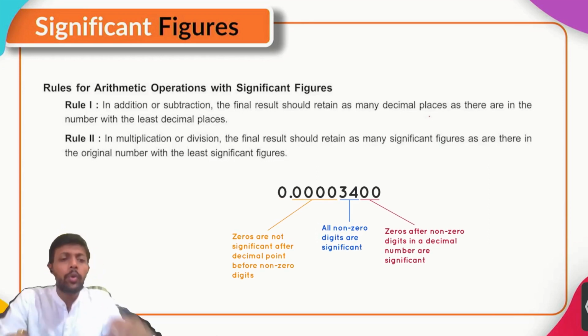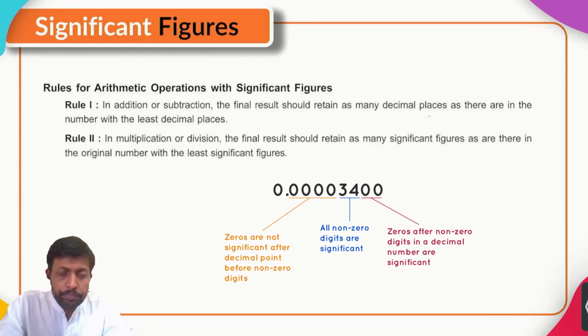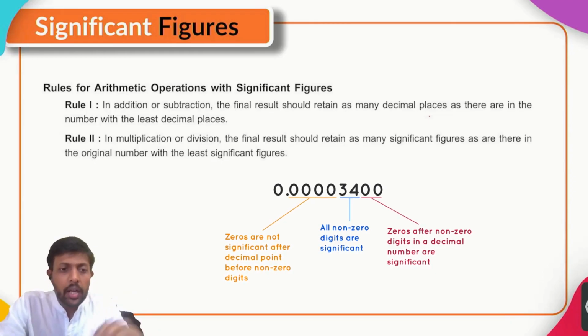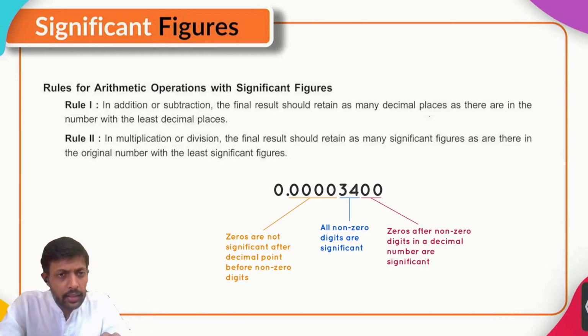So we've seen how to report the measurement using significant figures. How to report one measurement, let's say one mass, one length, we all understand. What if we have to do algebraic operations using the measurements? For example, we have to add two lengths or subtract two masses. How should we report the result?